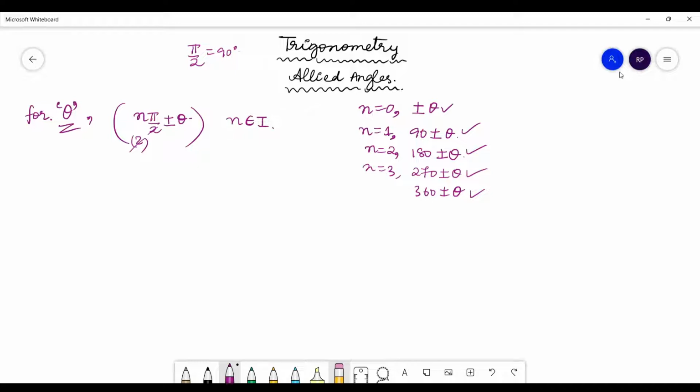Now with respect to quadrants, when I apply some trigonometric function to these allied angles, what changes do I expect? That we are going to see now. Say if I take sine of 360 plus theta, what will the value change to on the RHS? So that we will look at it now.